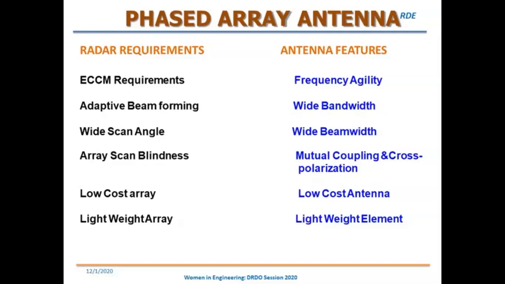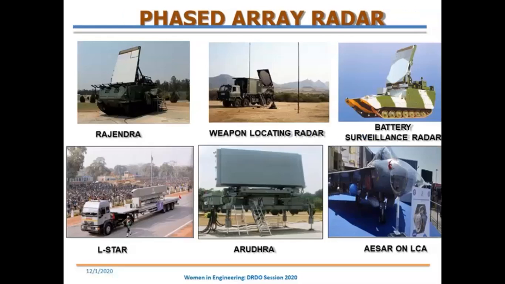Your antenna should have low mutual coupling and low cross-pole, and then low cost. As I told you, cost is one important factor. So your antenna design should be low in cost, and arrays for airborne antennas should be lightweight. So you have to choose the correct antenna element to meet these requirements. These are some of the phased array radars, electronically scanning radars, of LRDE.